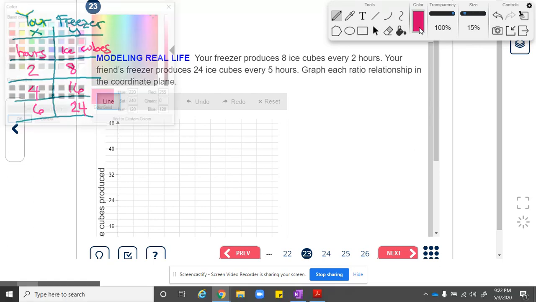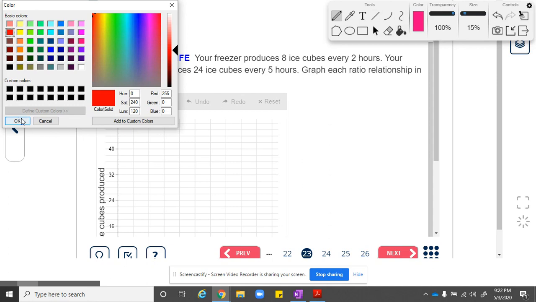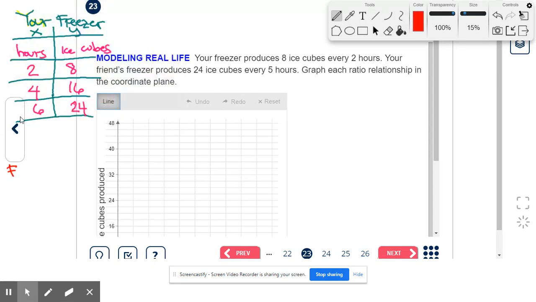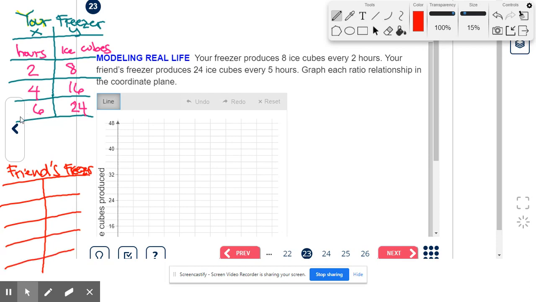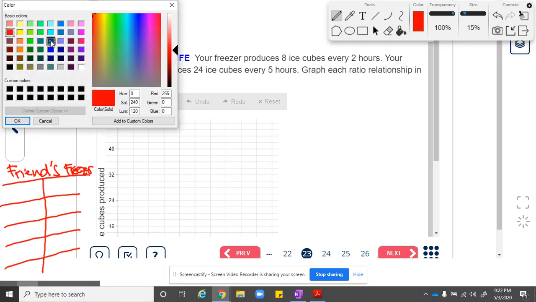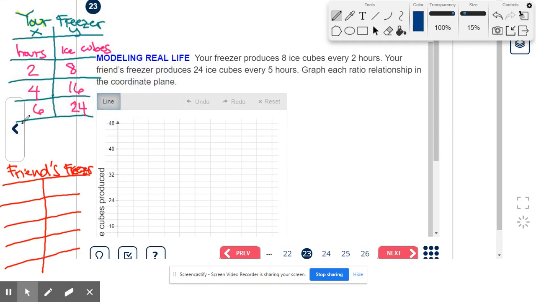Now let's try your friend's freezer. Let's do a red one. So, your friend's freezer, here we go. All right, smaller right here so we all can see. Let's use a different color to make it easier to see, and voila. Again, this is your x and this is your y. That means this is your hours and this is your ice cubes.